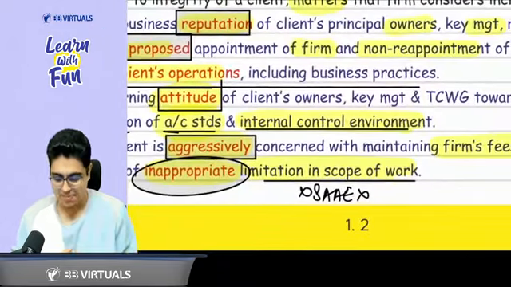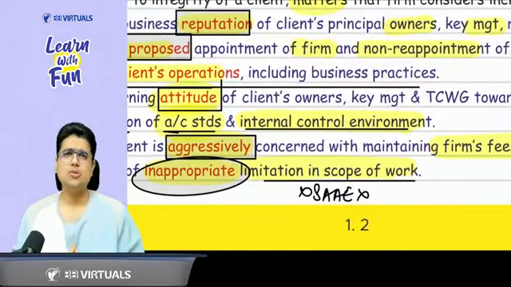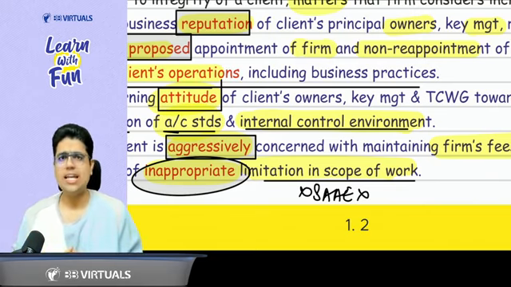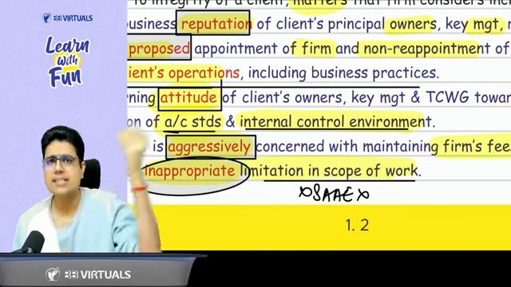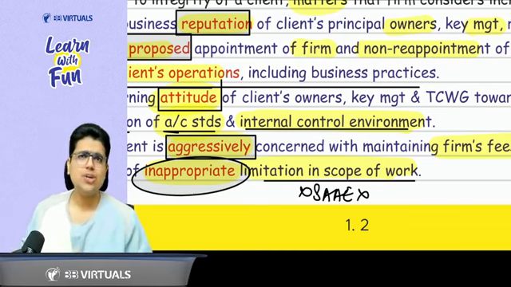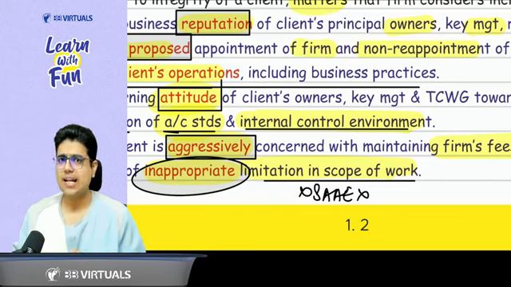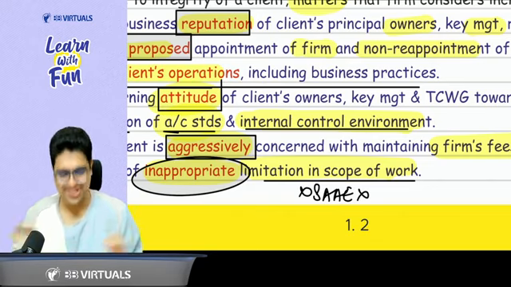Next case, they are putting inappropriate limitation in the scope of work. They are not letting you get evidence. They are not letting you send external confirmation. They are not letting you attend the inventory count. Will you accept the client? No, sir. Less integrity, don't accept.